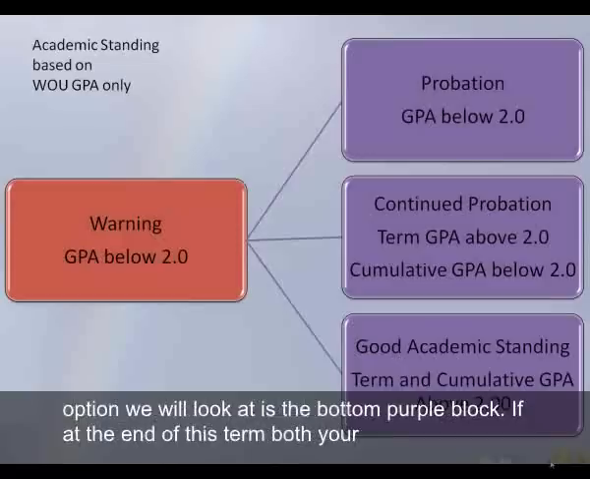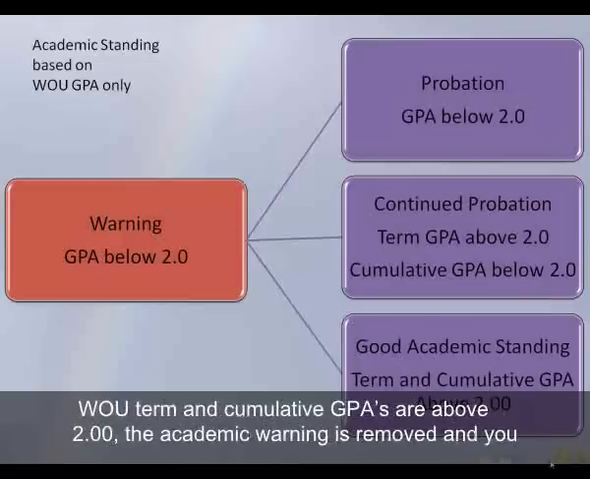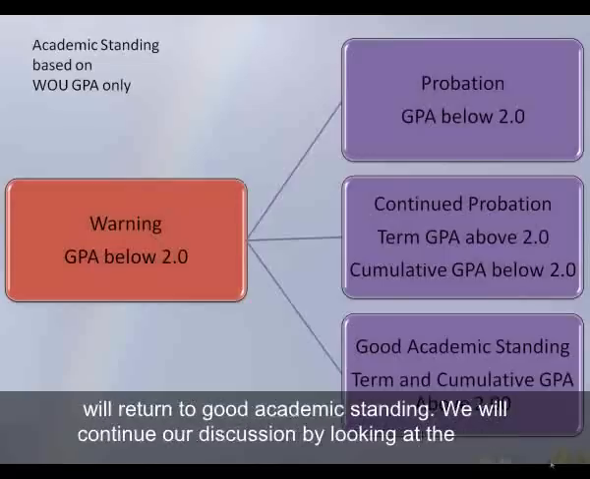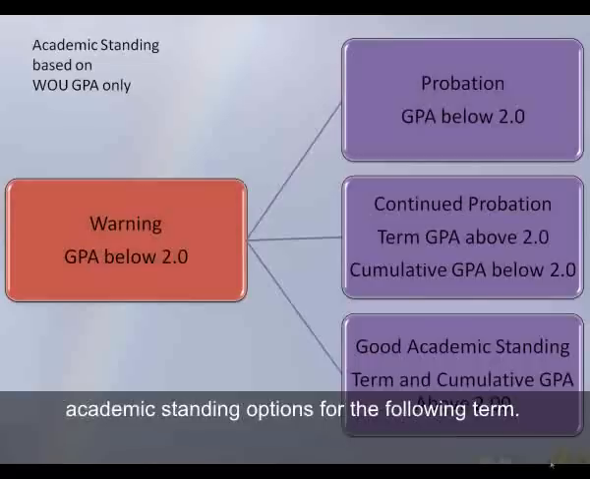The last option we will look at is the bottom purple block. If at the end of this term both your WU term and cumulative GPAs are above 2.0, the academic warning is removed and you return to good academic standing. We will continue our discussion by looking at the academic standing options for the following term.